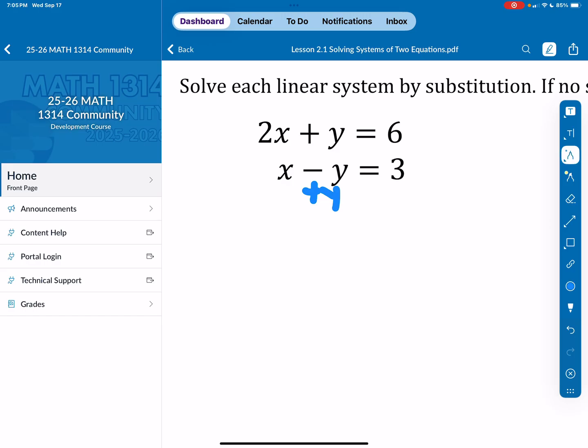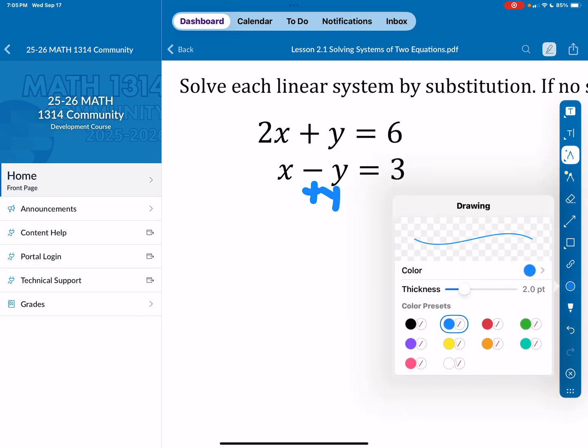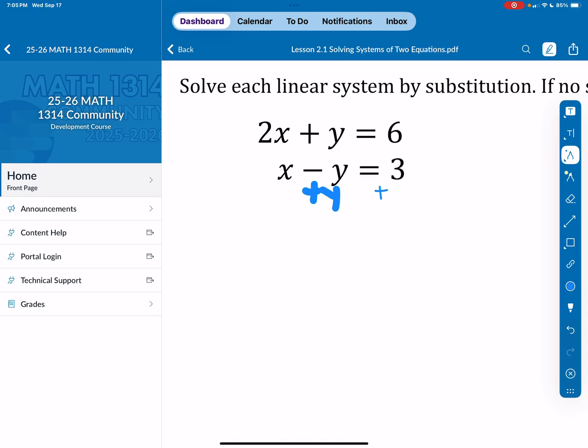Let me see if I can make this skinnier. Sorry, it's been a little bit. I got to remember how to do this.